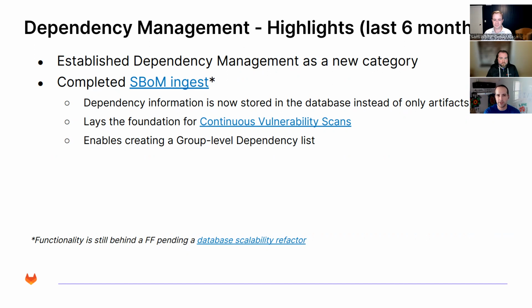So you can't see dependencies at the group level in the product today. That would have been technically challenging and not very performant to try to aggregate all of those different job artifacts across multiple different projects at the group level. So this is something we can start moving forward with now.